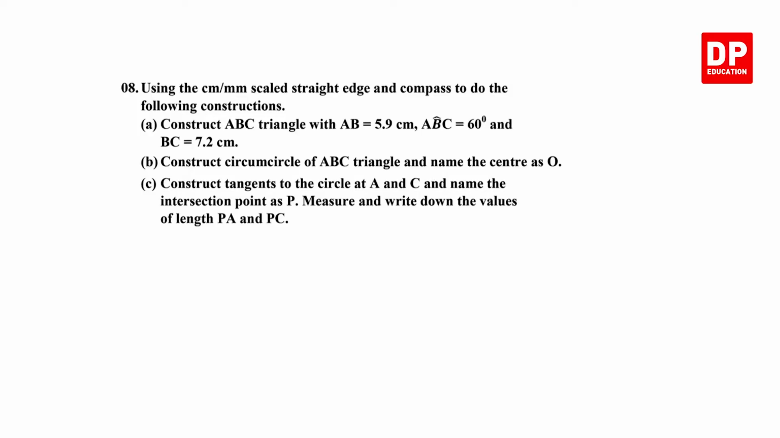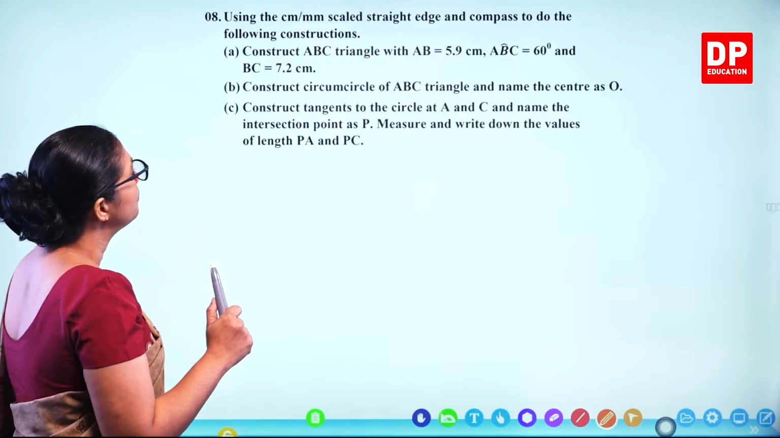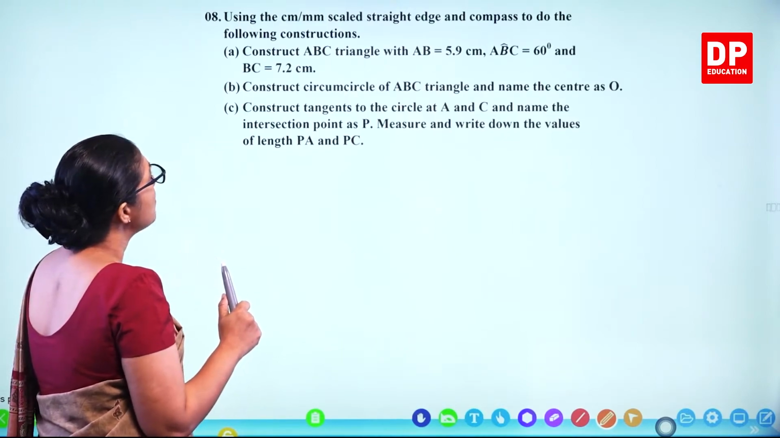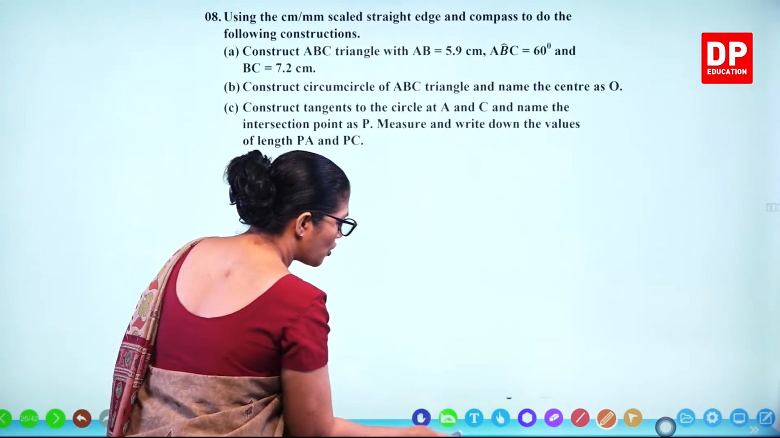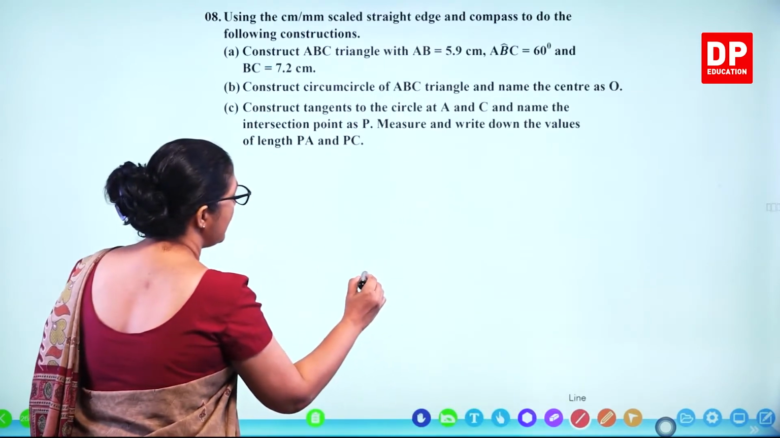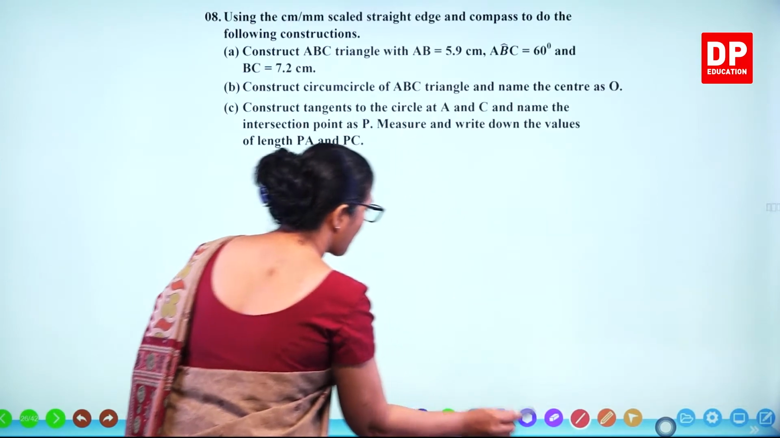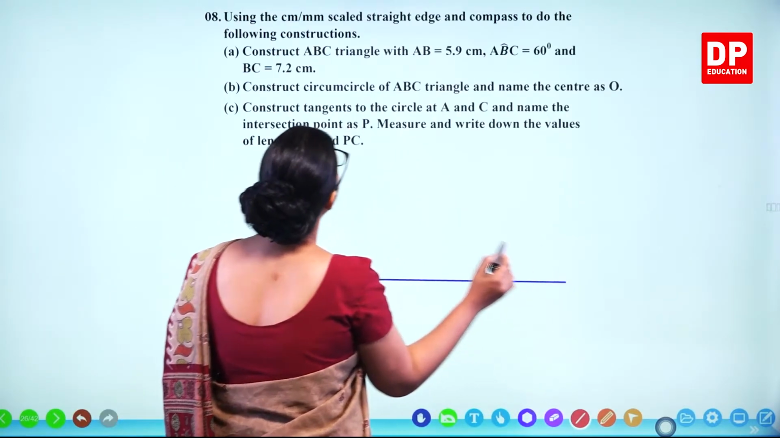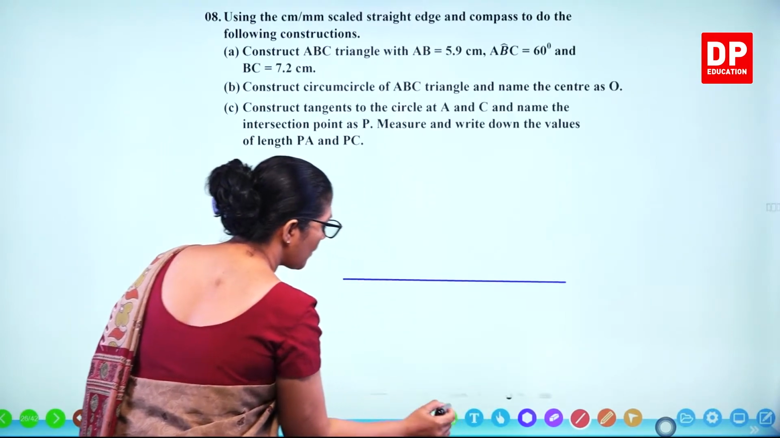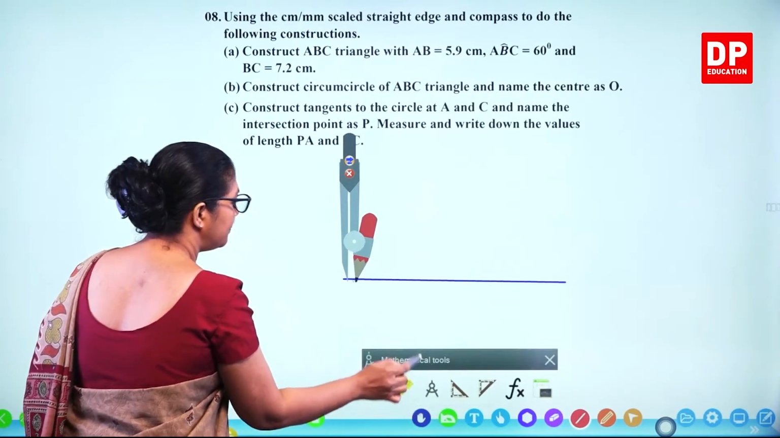Let's do question number 8. That's a construction question. So you can use the compass and the ruler for that. Construct triangle ABC with AB equals 5.9, angle ABC is 60 degrees and BC equals 7.2. So we'll draw that. We'll take 7.2 centimeters first. First you can draw a line and we'll mark BC. Take the compass and the ruler.